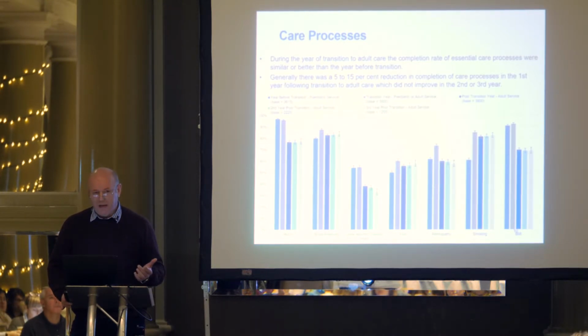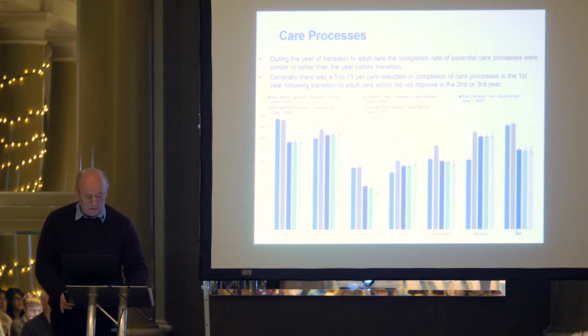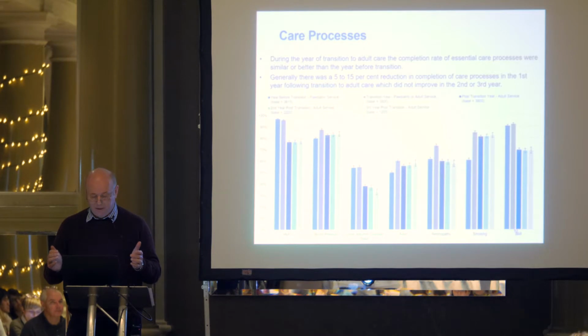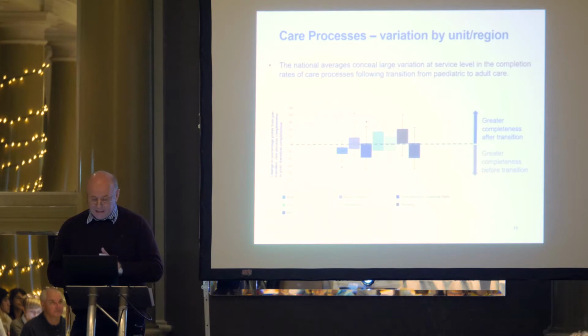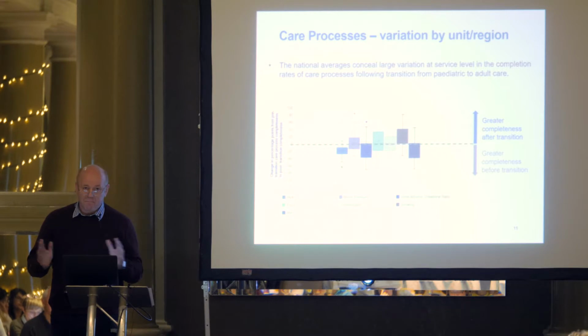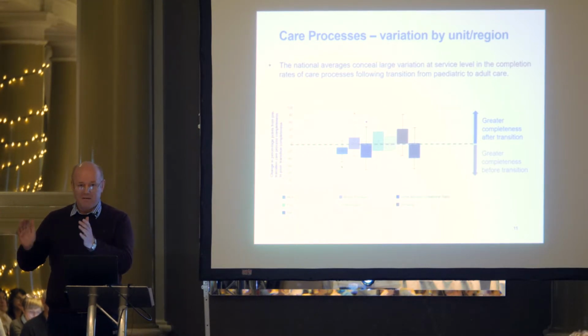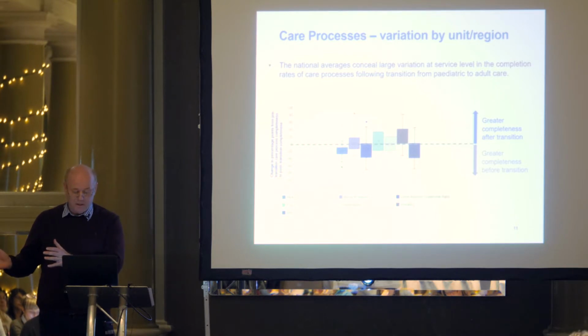And we sort of thought we knew that. We know that anecdotally. Most of us who work in that transition know that things don't improve. This is national average data, so you might think, well, we know how to do it in paediatric practice, we're pretty good at that, and when they disappear to the adult services, they don't know how to do it. But in fact, there is a huge variation by unit. And so in some areas, there is improvement post-transition, and in some areas, there is a falling off post-transition.